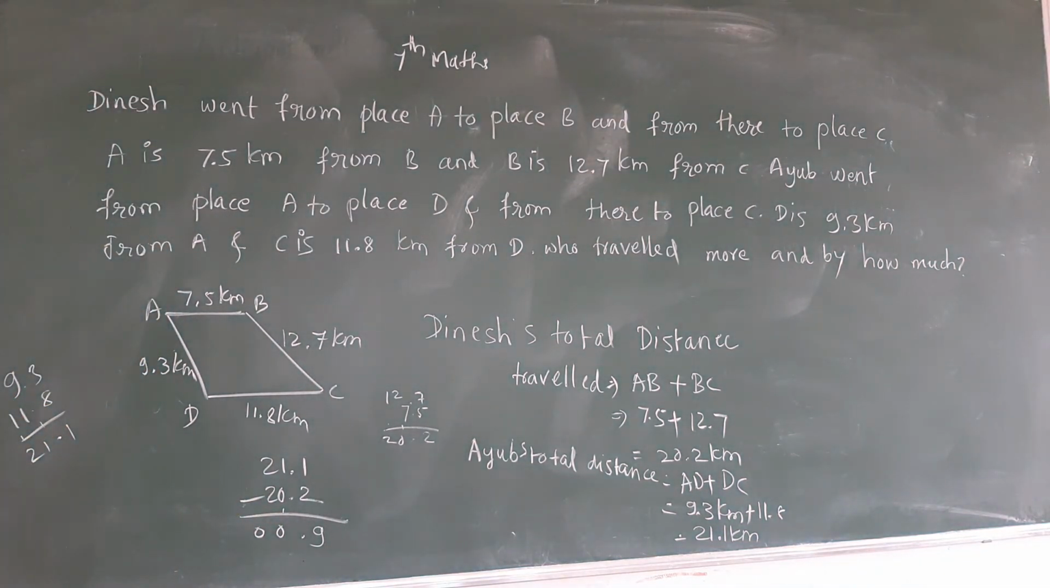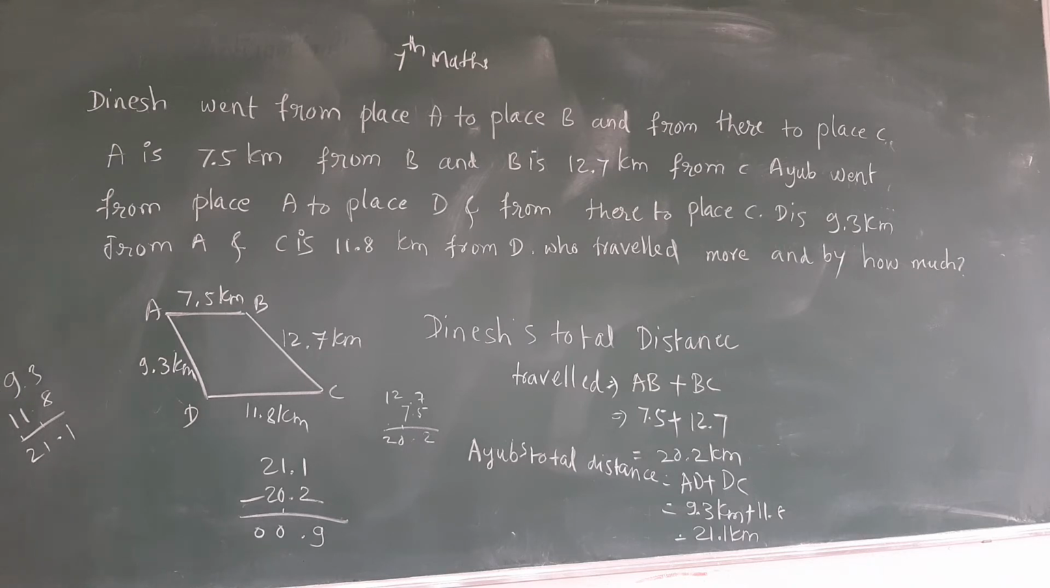Once again I will explain this. Dinesh went from place A to place B and from there to place C. A is 7.5 kilometers from B and B is 12.7 kilometers from C. Ayub went from place A to place D and from there to place C. D is 9.3 kilometers from A and C is 11.8 kilometers from D. Who traveled more and by how much, we are going to find out.